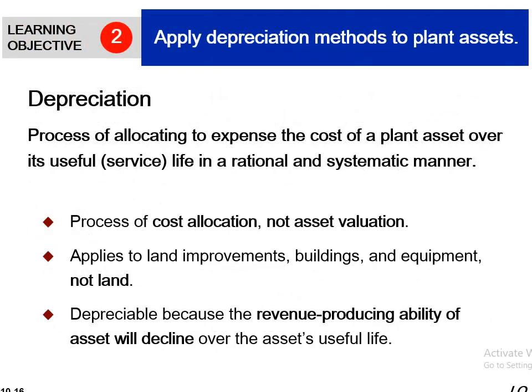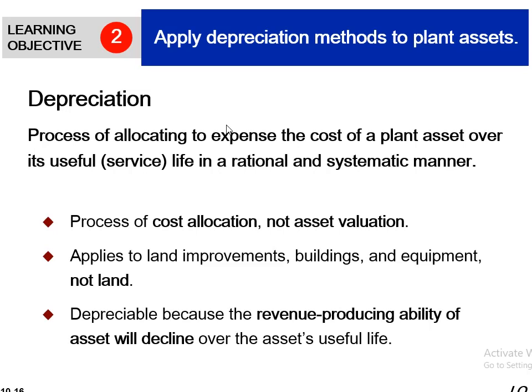Let's look at the second learning objective, which is how to calculate the depreciation for the plant assets. Before moving on, let's see what is depreciation. So depreciation, it's a process of allocation. What allocation? You allocate the cost of the plant assets to the expense account. So you depreciate the asset and you allocate that depreciation to the expense account, which is depreciation expense. How long? Over the useful or the service life of the asset. And make sure you use a rational. Rational means a method which human mind can accept.